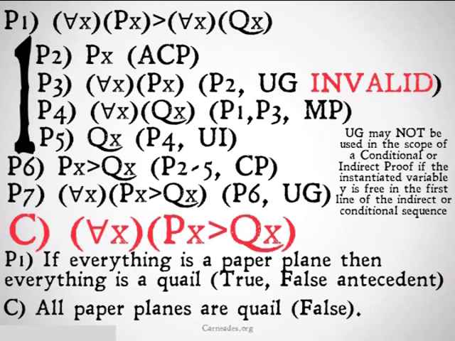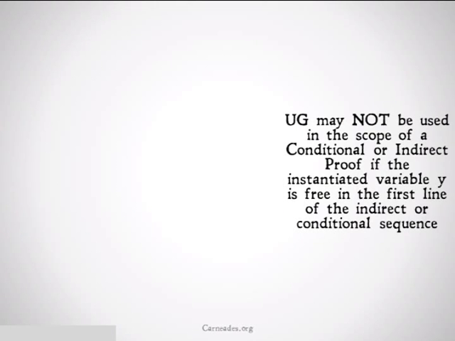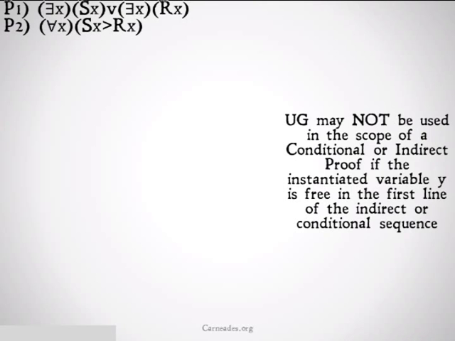One of the reasons it's invalid is because if you try to prove it, you're inevitably going to have to use universal generalization inside a conditional proof on a variable that was free in the first line of that proof, or some other invalid method. The point is, it's invalid, and this is something you can't use. This is also going to be a problem for indirect proof. We'll take a look at an example of that here.